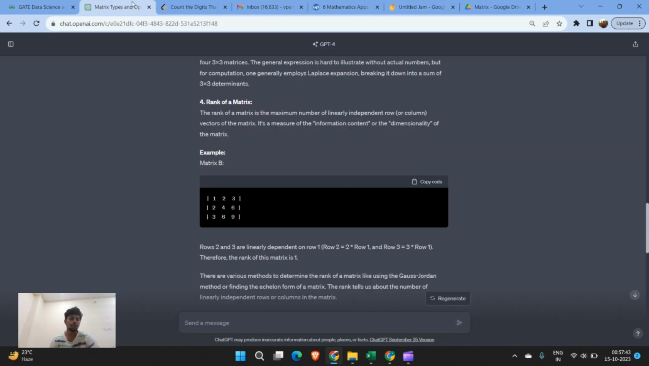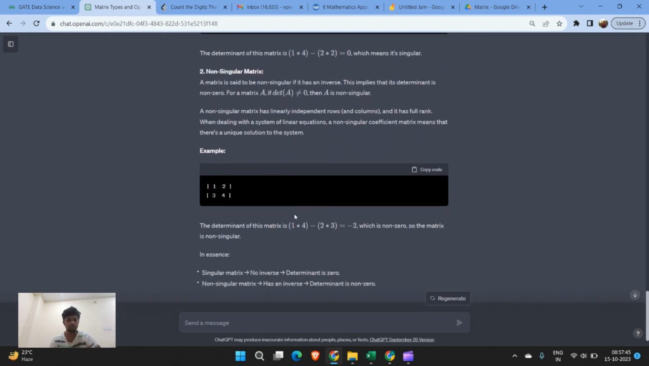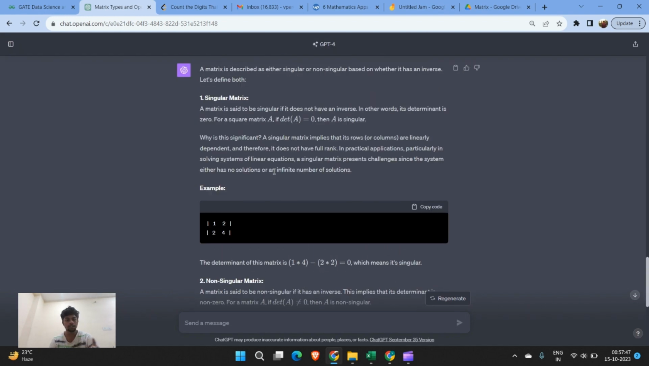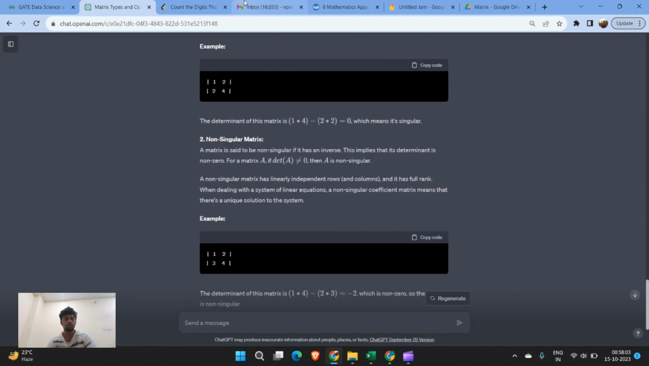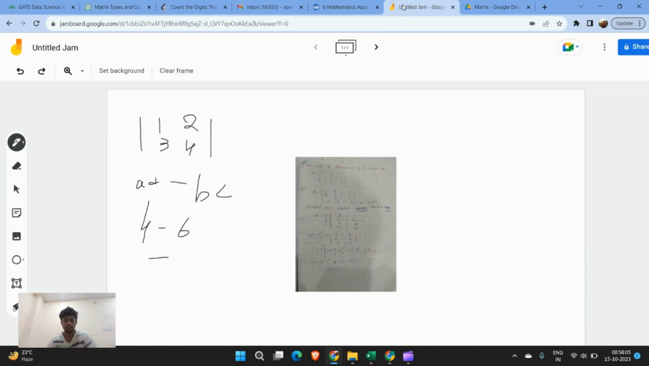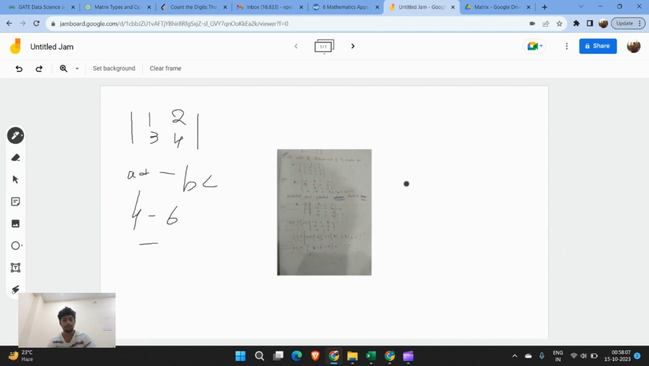Before closing, I'll just mention this. Singular matrix: you already solved determinants. If the determinant value is equal to zero, then it is a singular matrix. If the determinant value is not equal to zero, and any scalar or any number comes, then that is a non-singular matrix. So that's it. I hope it makes some sense.